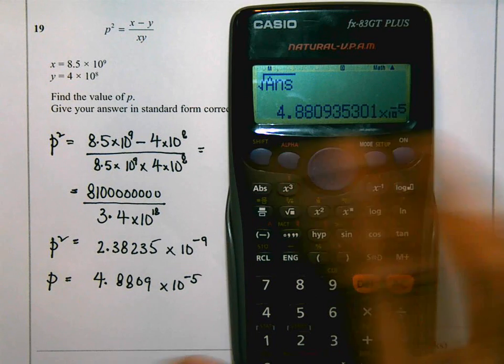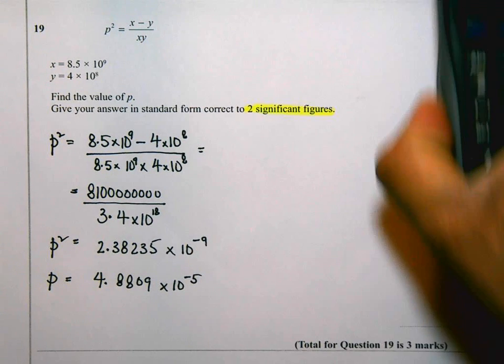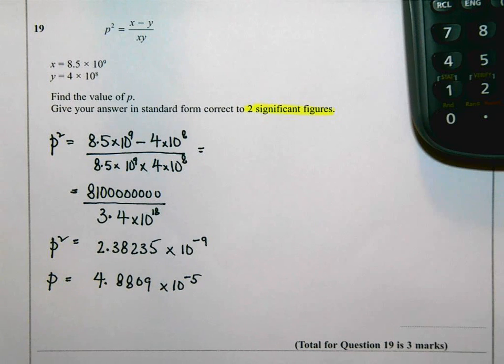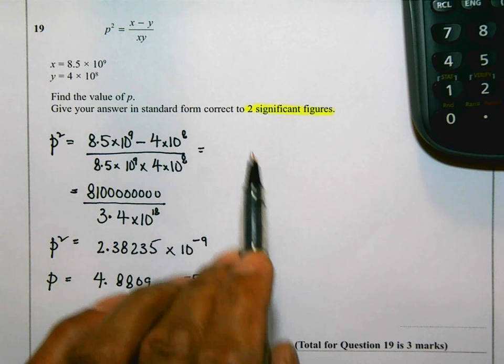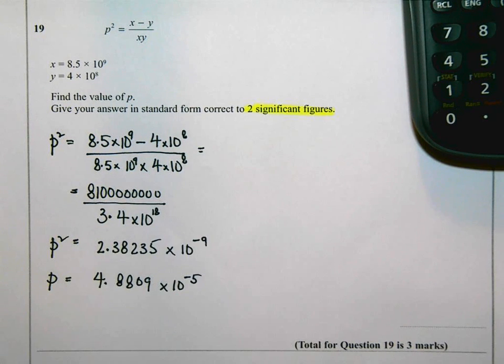Okay, so I'm almost at my answer now. The question says, give your answer in standard form. Now this is in standard form: there's a number that's between 1 and 10, times 10 to the power of a whole number. However, they've said correct to two significant figures. So what they want me to do is to write this number for P to two significant figures.